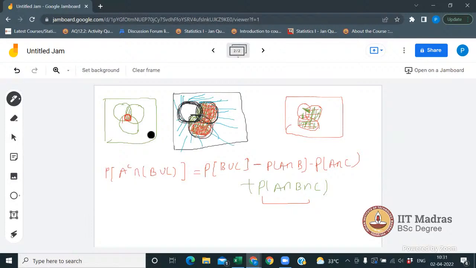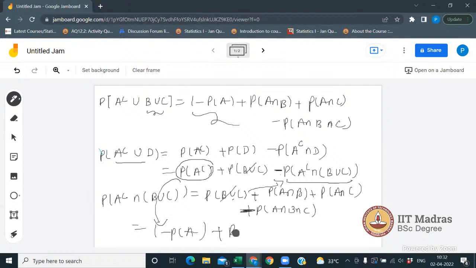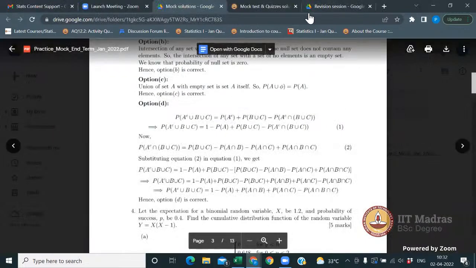Just put this formula in the place of this one and add and subtract. Suppose I put this quantity here, then this will be minus, so this quantity will be cancelled out. You will get 1 minus probability of A, because probability of A complement I can write as 1 minus P of A, and this quantity probability of A intersection B plus probability of A intersection C minus probability of A intersection B intersection C. This one is clear? Yes, sir. Thank you, sir.